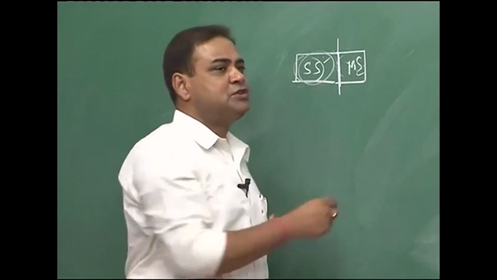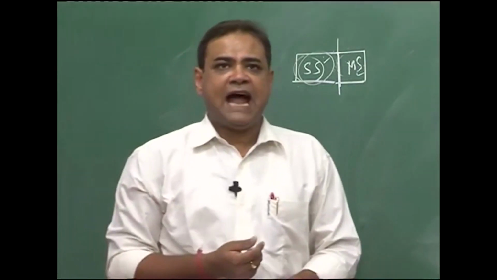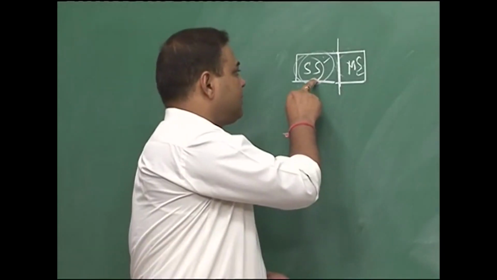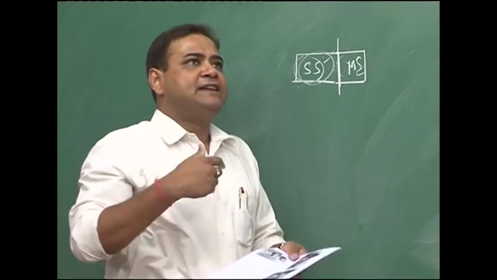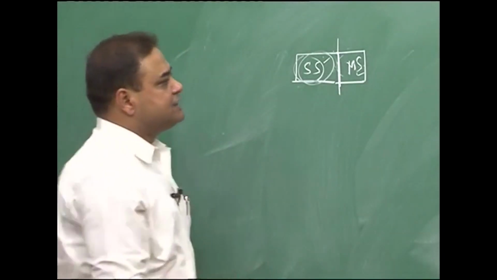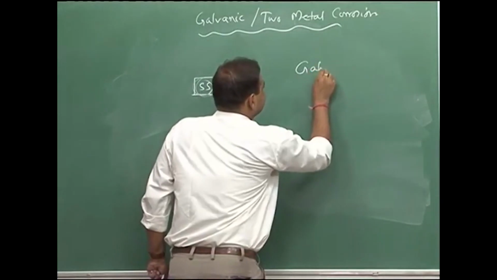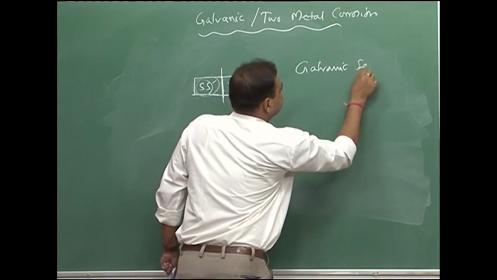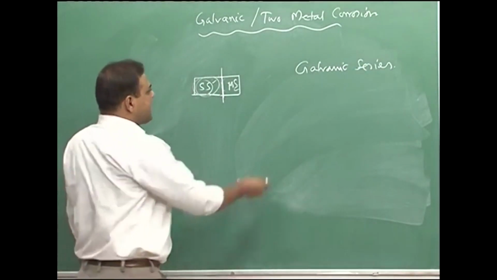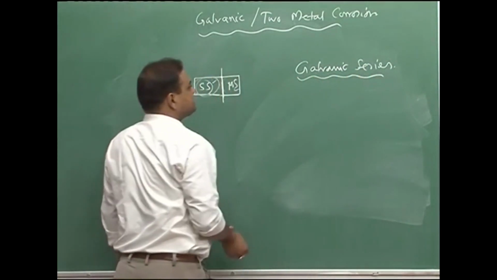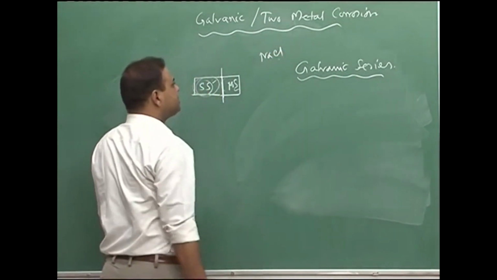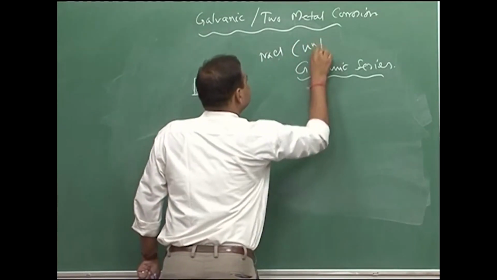The metal which acts as anode would be active in a particular series, and the cathode material will act as the noble metal in that series. The series I am talking about is called the galvanic series. This galvanic series is for a particular solution, let us say NaCl solution or unpolluted seawater solution.